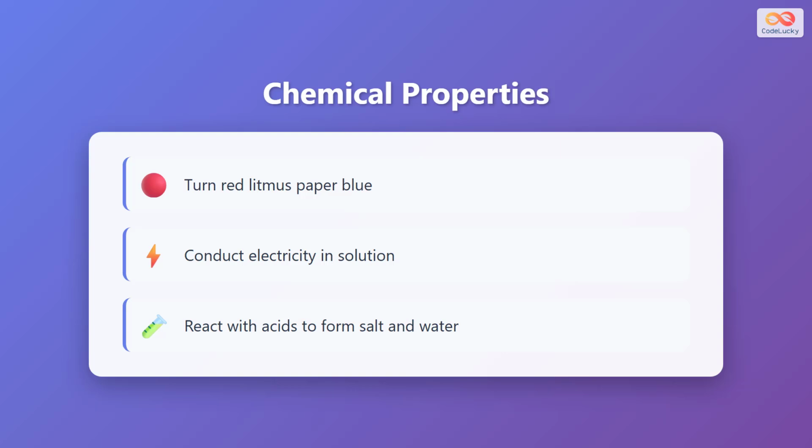Now let's examine the chemical properties of bases. First, bases turn red litmus paper blue. This color change is a simple and reliable test for identifying bases. Second, bases conduct electricity when dissolved in water because they produce ions in solution. Third, bases react with acids in a special type of reaction called neutralization, producing salt and water. This neutralization reaction is fundamental to many chemical processes.